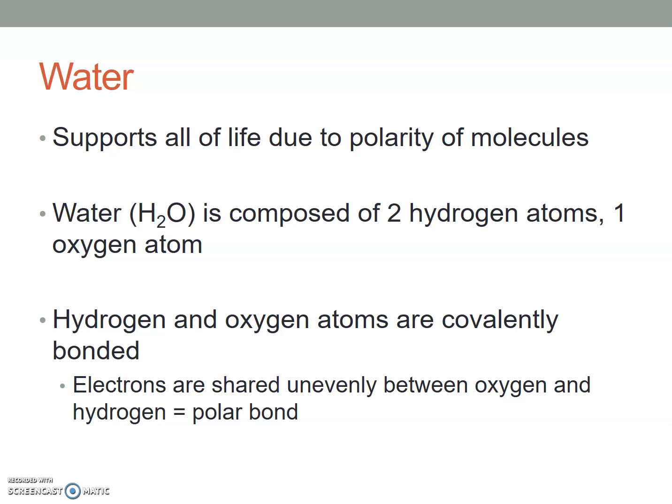Water is composed of 2 hydrogen atoms and 1 oxygen atom. The oxygen atom is in the middle and is covalently bonded to each of the hydrogen atoms. And so the hydrogen atoms have 1 valence electron, which they share with the oxygen, and the oxygen has 6 valence electrons, and so it also shares 1 with each of the hydrogens. However, they share the electrons unevenly, and so this creates a polar bond.